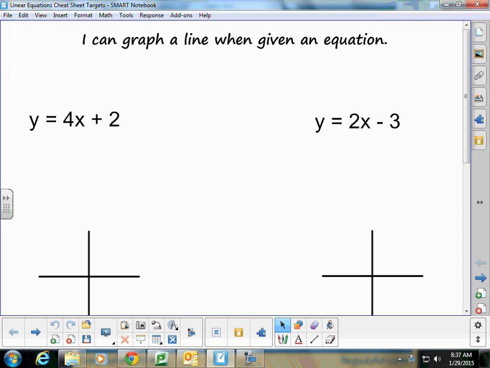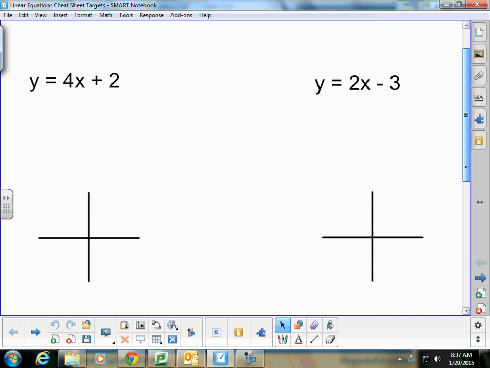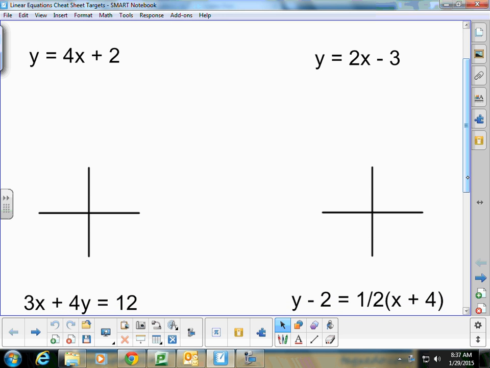All right, I can graph a line when given an equation. If this is a target for you, please pay attention. If not, go ahead and fast forward.